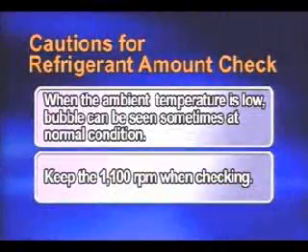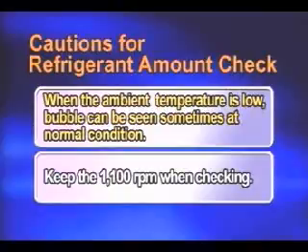Keep the following in mind when checking. When the ambient temperature is low, a bubble can be seen sometimes despite normal refrigerant quantity. Therefore, check the refrigerant level when the ambient temperature is above 20 degrees centigrade. When engine RPM changes rapidly, bubbles can also be seen despite normal refrigerant quantity. So keep the RPMs at 1,100 when checking.